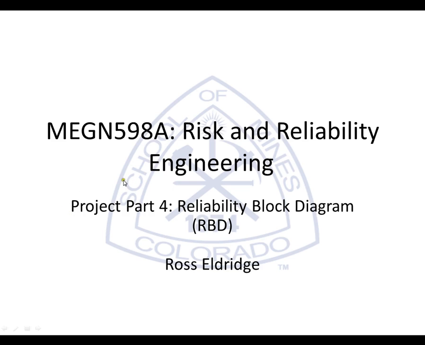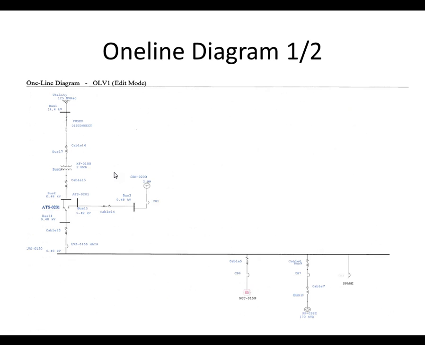Diagram. Before I get into the Reliability Block Diagram, I figured I'd show y'all what I'm actually working on this semester. This is the power distribution one-line for the compressor station. You can see here you've got a utility feed. It comes down into a fuse disconnect and into a transformer that steps down from 25 kilovolts down to 480 volts for use at the site.